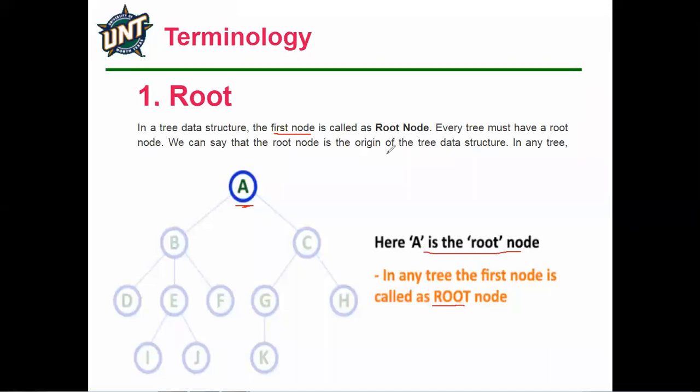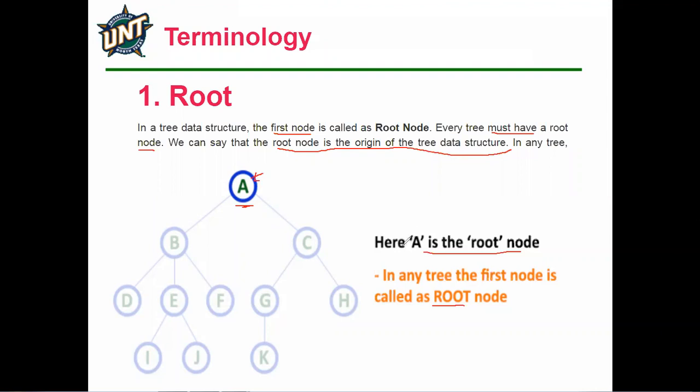I hope everyone is clear on this concept. And the second point: every tree must have a root node. This is a very important concept. Every tree must have a root node, only then can we call it a tree. So we can say that the root node is the origin of the tree data structure. The first node of any tree is the root node, and every tree must have a root node.